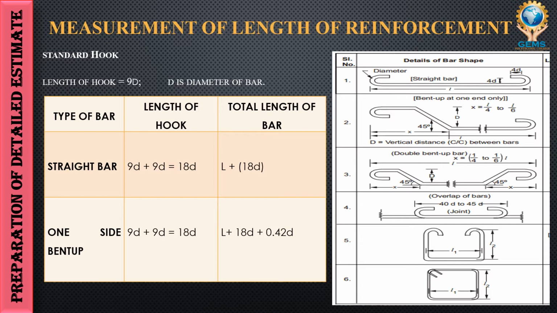For the type of bar, one side bend up bar, the length of the hook will be the same kind of structure here also, right? So here 90, here 90, so it will be 90 plus 90, 18D. So the total length of the bar equals, here we have some angle, that 45-degree angle, so for that purpose it will have some bend. Bend at one end, so we are adding 0.42D. So total length of the bar equals L plus 18D plus 0.42D.